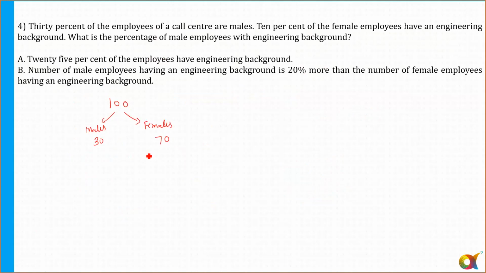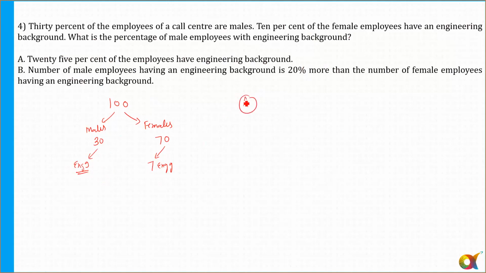Now it says 10% of the female employees have an engineering background. So 10% of 70 is 7. So 7 of the females have got engineering. Now the question is, what is the percentage of male employees with engineering background? So basically I need to find out how many engineers are male. If we get this data, then we can find out the percentage also.